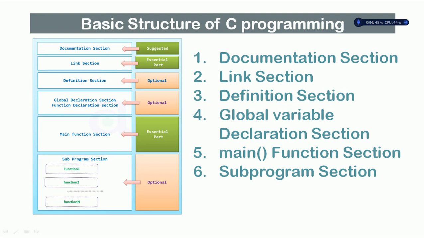See, these are the optional ones. I already said, whenever you want to define a constant, only then can you use this section. Whenever you use global variables, only then can you use this section. Whenever you have subfunctions, only then can you use these functions. Otherwise, this is not mandatory. But this part is mandatory: your main function is mandatory, and this link section is mandatory. And this one is suggested, because if you are interested, you can write comments for your program.